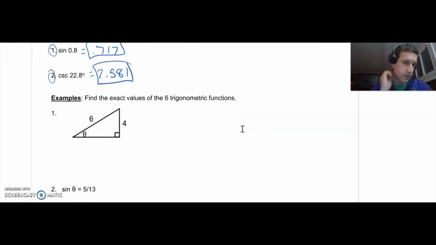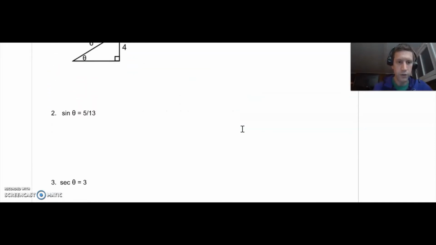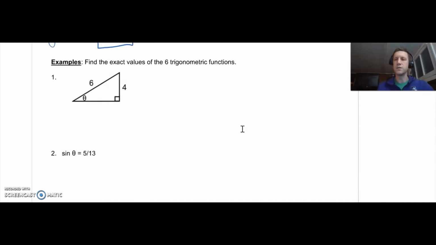So here's an example. If we look at 1, 2, and 3, this is telling us either some information about the triangle or a trig value of a triangle. We need to try to piece in some other information. Ideally, if you can find all 3 side lengths, then you can find all 6 of your trig functions. Let's call this side right here x. I can use the Pythagorean theorem, because this is a right triangle, to find that leg x.